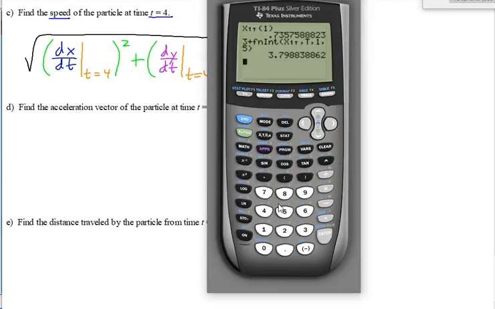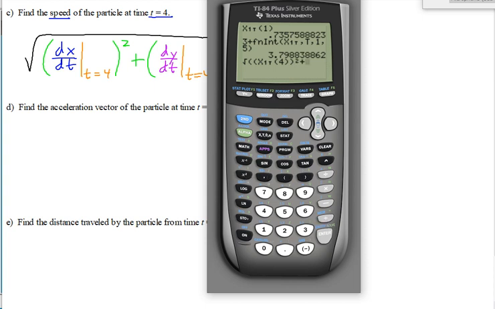So on the 84, we have the square root first. And then we get open parentheses to square this. So open parentheses there, and then we need x1 is what this one is. So go over to y variables, number 2 parametric. And remember, we want to evaluate it at 4. So parentheses 4, close parentheses on the x1. And then we need to close parentheses so we can square that.